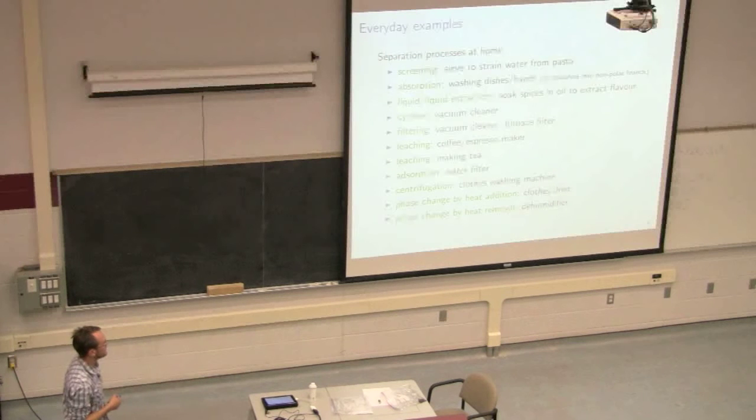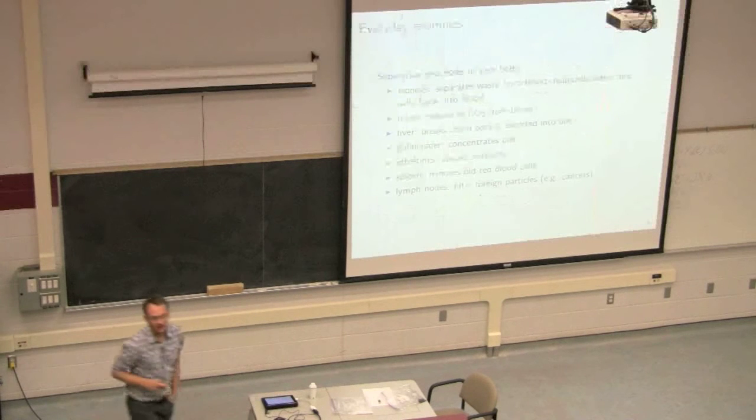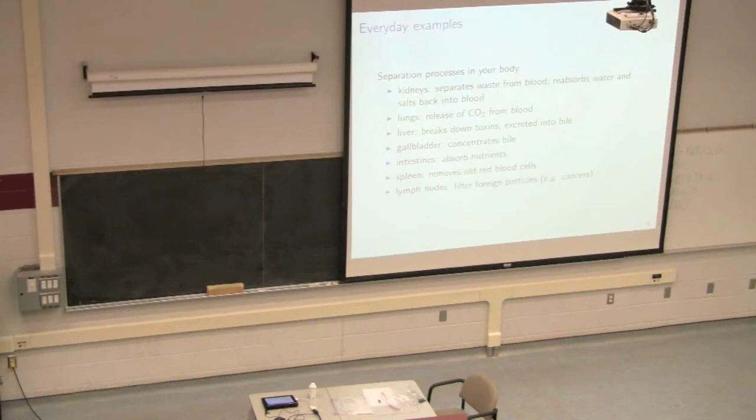A clothes dryer is a phase change by heat addition. A dehumidifier separates water out from the air by removing heat. And centrifugation, your washing machine is centrifuging at the last spin cycle to separate the water out. So many separators around your house, and each of you has a whole bunch of separators inside your body: your kidneys, your lungs, your liver, your gallbladder, intestines, spleen, lymph nodes, and some others. So you're carrying a variety of separators with you in your body. No different to a chemical process.